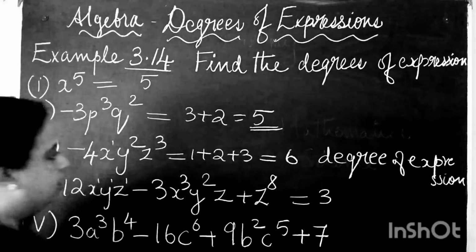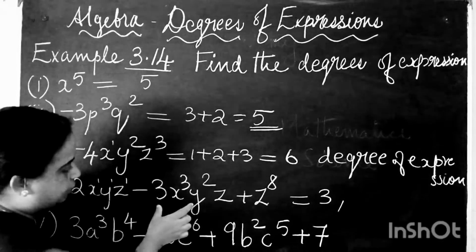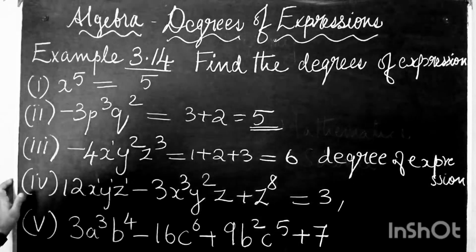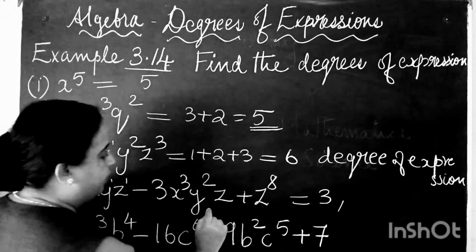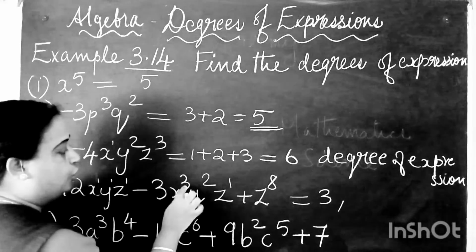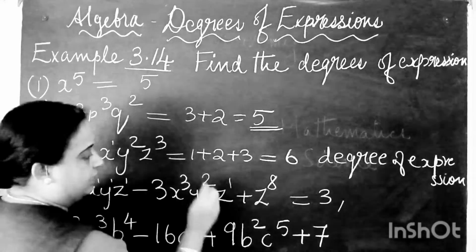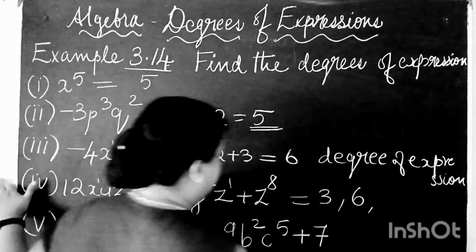Now the second term is minus 3x cube y square z. Let us look into the powers of the variables. For the x variable, the power is 3. The y variable power is 2. For the z variable there is no power written, so we consider it as 1. So 3 plus 2 is 5, 5 plus 1 is 6. So in your second term, the power is 6.